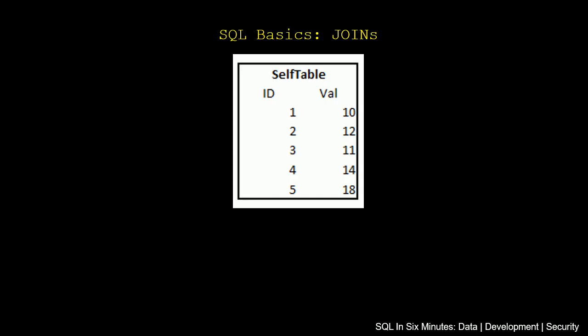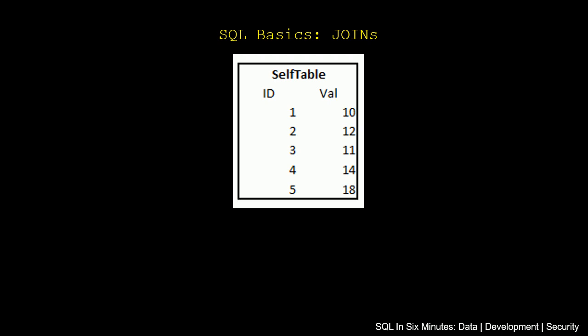So let's look at, this is going to be a different table than what we've been using so far. We have this table called self table, and we see there's 5 values, and with each of these 5 values there's a val column, and that val column is 10, 12, 11, 14, 18. So it doesn't always increase, but sometimes it does.